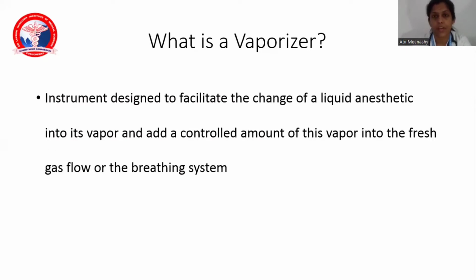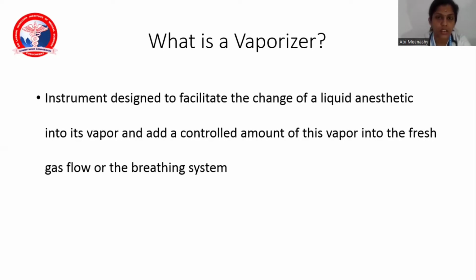Okay, so what is a vaporizer? Like we already discussed in the previous class, a vaporizer is an instrument or a delivery device that is designed to facilitate the change of liquid anesthetic agent into its vapor and add a controlled amount of this vapor into the fresh gas flow or the breathing system.